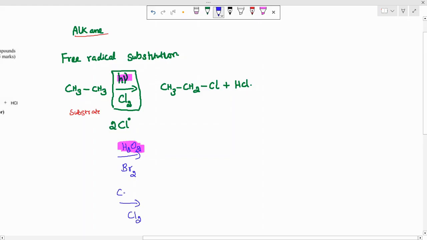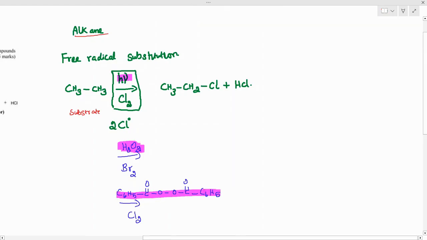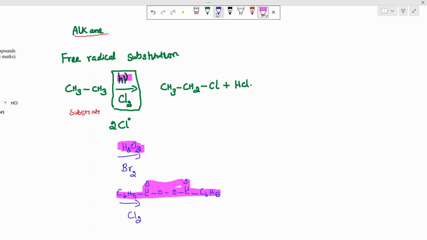add benzoyl peroxide, C6H5, C double bond O, O, C double bond O, C6H5. Actually, it is not necessary to memorize this one for the board exam. If they are giving that reagent, then you can easily identify, yes, there will be a production of Cl dot, and that Cl dot will replace that hydrogen present in the alkane.